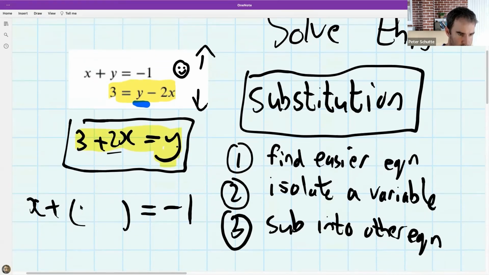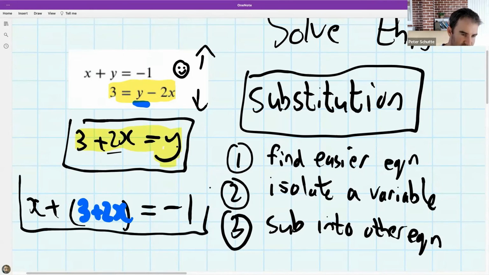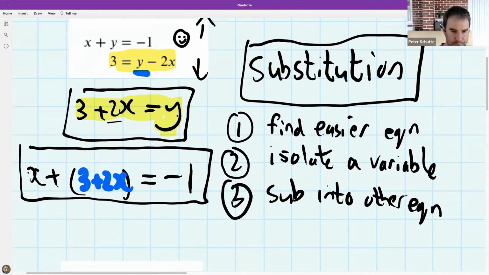So let's try that again. 3 plus 2x. Now, what you'll notice is when I do that, there are no more y's in my life. I have essentially eliminated the variable y by subbing in. So let's ask ourselves next, what happens? What have we got left? I know there's a bracket here, but there's essentially a 1 outside, so it doesn't really matter.